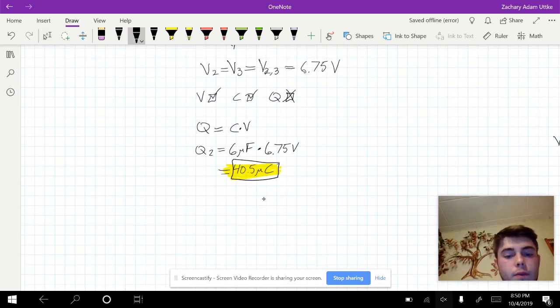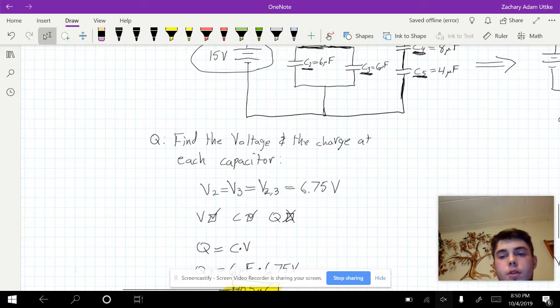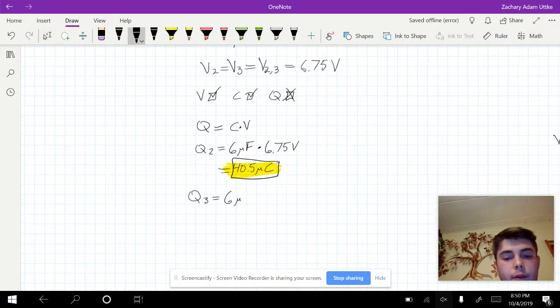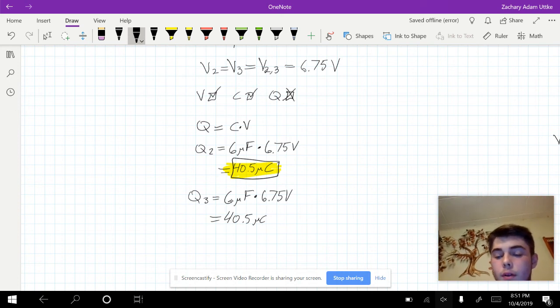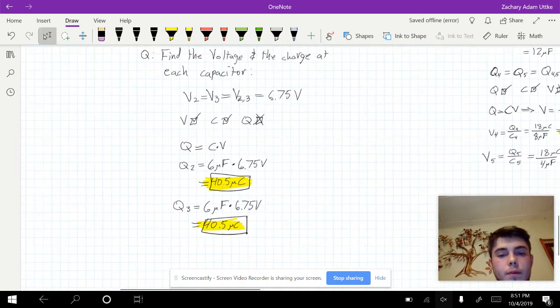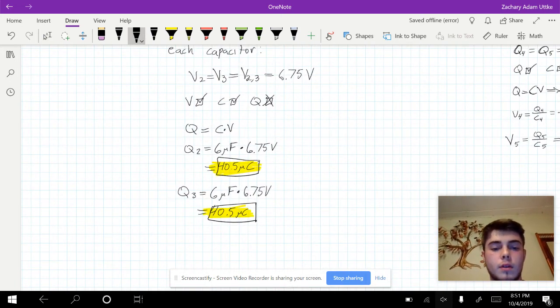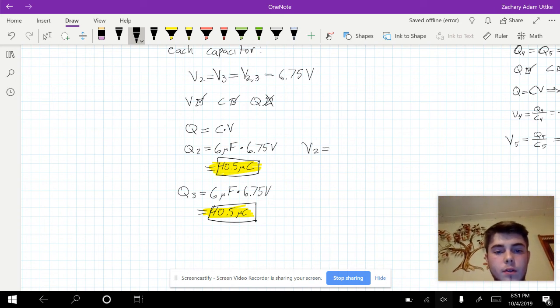And let's do the same thing for Q3. So C3 is 6 microfarads again, times 6.75 volts. So again, it's going to be that 40.5 microcoulombs. Okay. So that's good. So let's think about this. We have Q2 and Q3, but we also have V2, right? And we have V3.